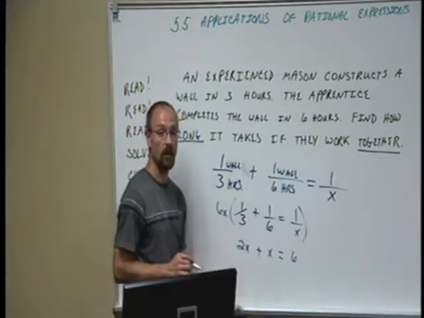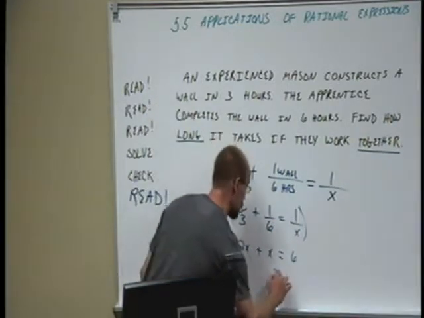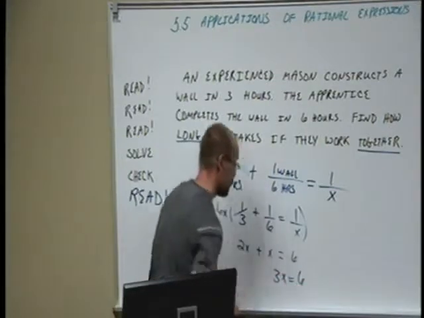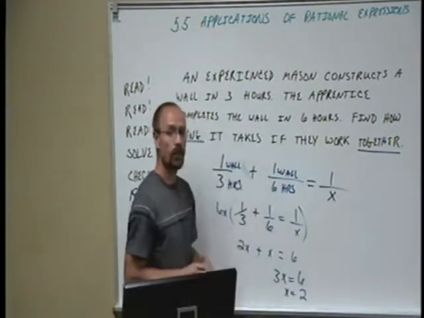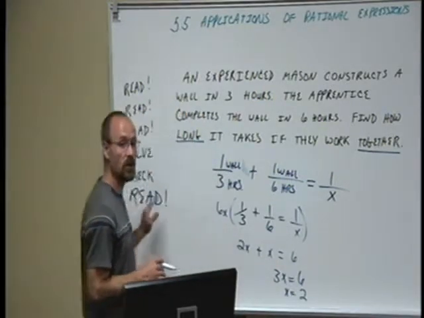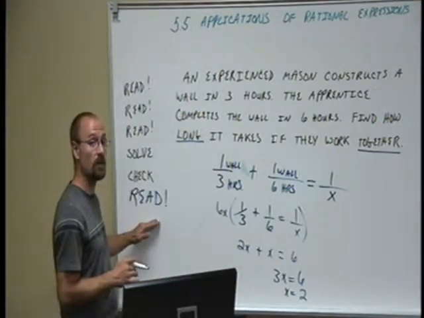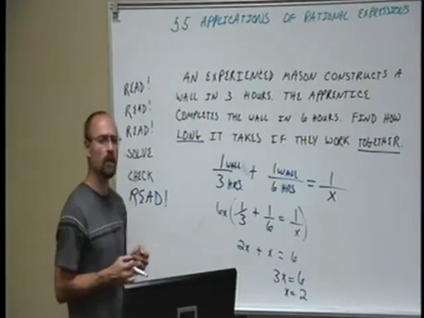And now we can solve that. 2x and x is 3x. 3x equals 6, and divide both sides by 3, x equals 2. Now it's time to check our solution. We can do that by reading and doing a little bit of critical thinking.